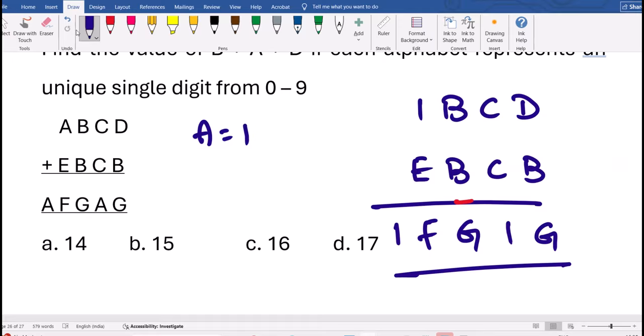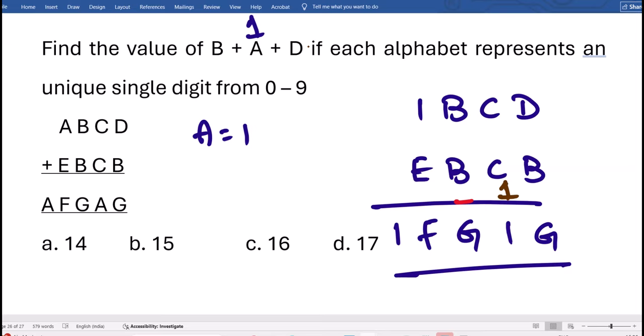C can be 0: 0 plus 0 plus carry from previous one is 1. C can be 5: 5 plus carry 1 from that previous. So definitely there is a carry from previous. C can be 0 or 5, that we can understand clearly.